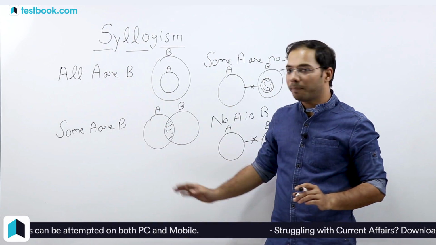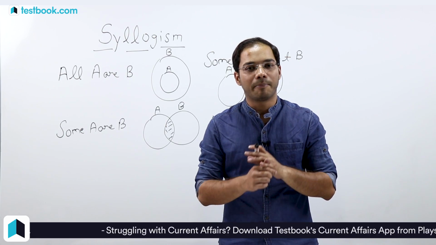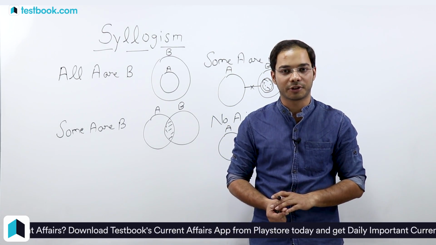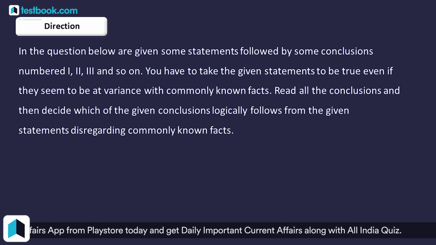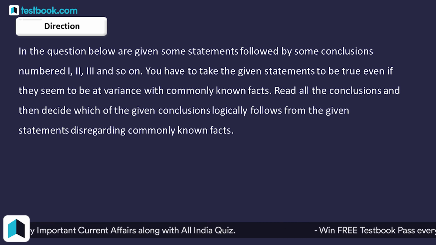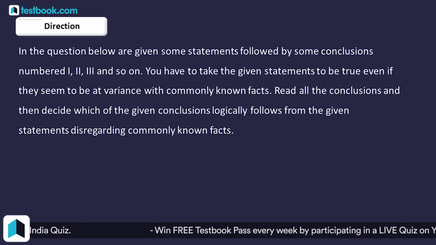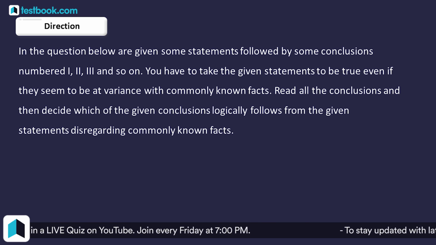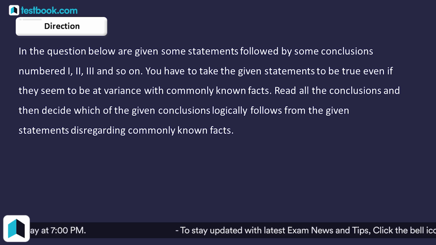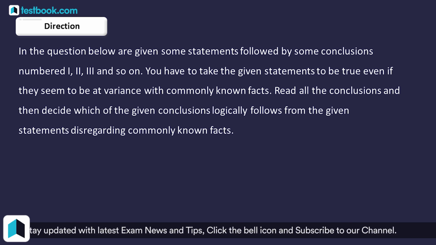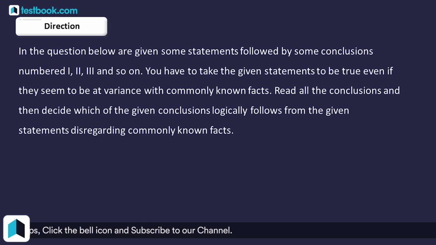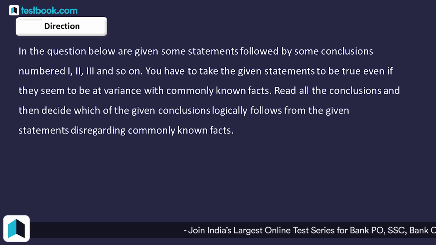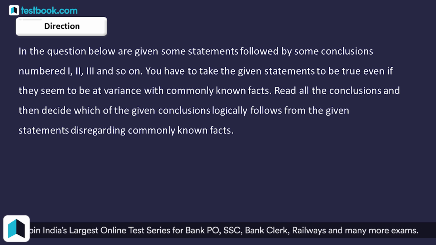Now these 4 basic figures are mixed together, and with the help of these figures we will solve the questions. Let's move to the first question. The directions are given as: in the questions below are given some statements followed by some conclusions, numbered 1, 2, 3 and so on. You have to take the given statements to be true even if they seem to be at variance with commonly known facts. Read all the conclusions and then decide which of the given conclusions logically follows from the given statements.